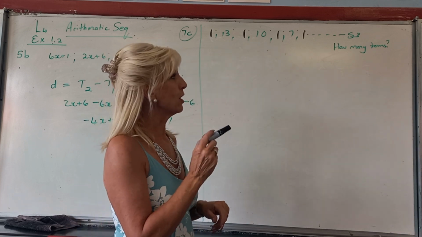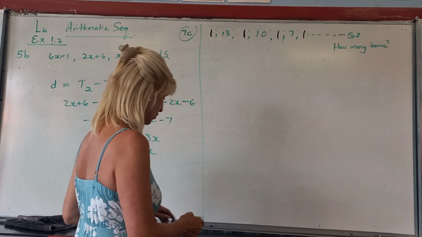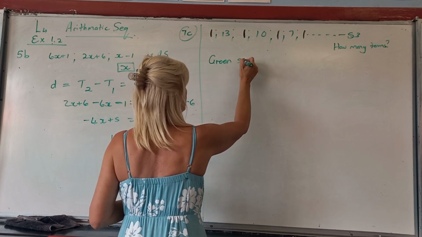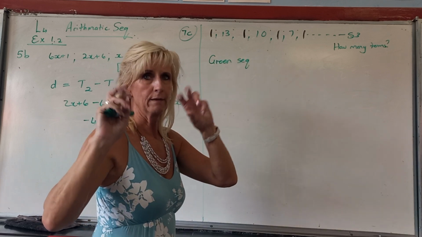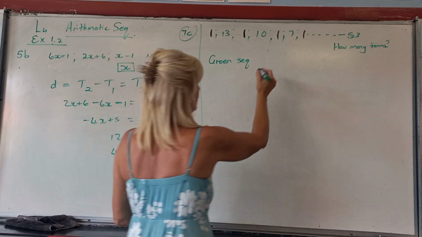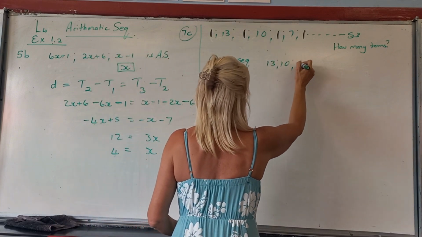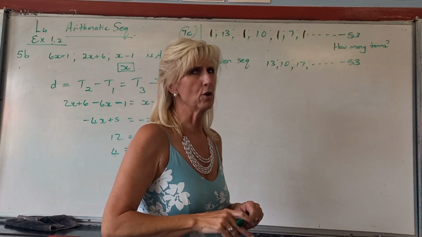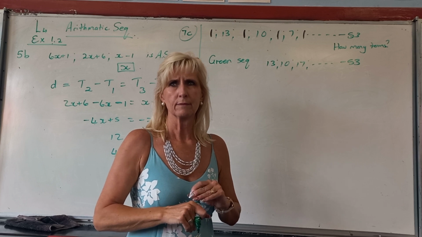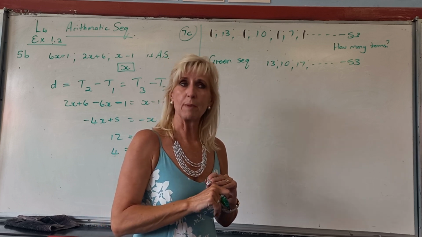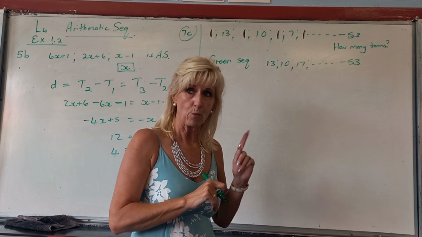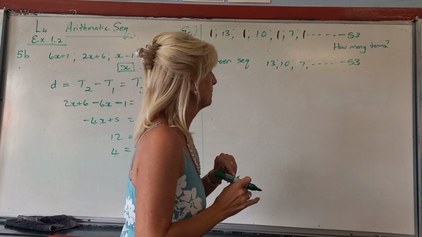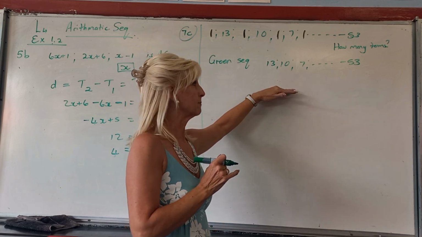So if I want to know how many terms there are, I will have a look at the green sequence, which you have now highlighted green, and you're going to say the green sequence is 13, 10, 7, etc. Does that minus 53 belong to the green one though? Definitely. If it belonged to the black one, it would have had to be the 1. Otherwise, I had a major problem here. It didn't make a sequence.